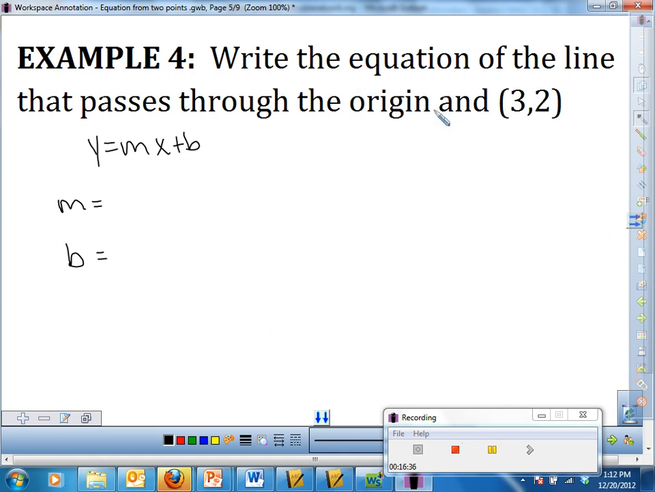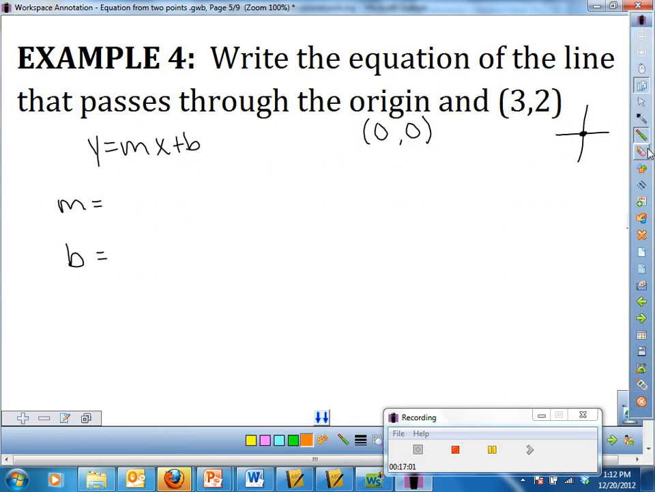This is just saying the origin. So I'm going to think, what is the point that the origin is at? Oh, the origin is right here where the 2 axes intersect. And that point is 0, 0. So I actually do have 2 points that I can use. It's just that one of them was written out, and I need to think about what is the origin. Oh, that point is 0, 0.